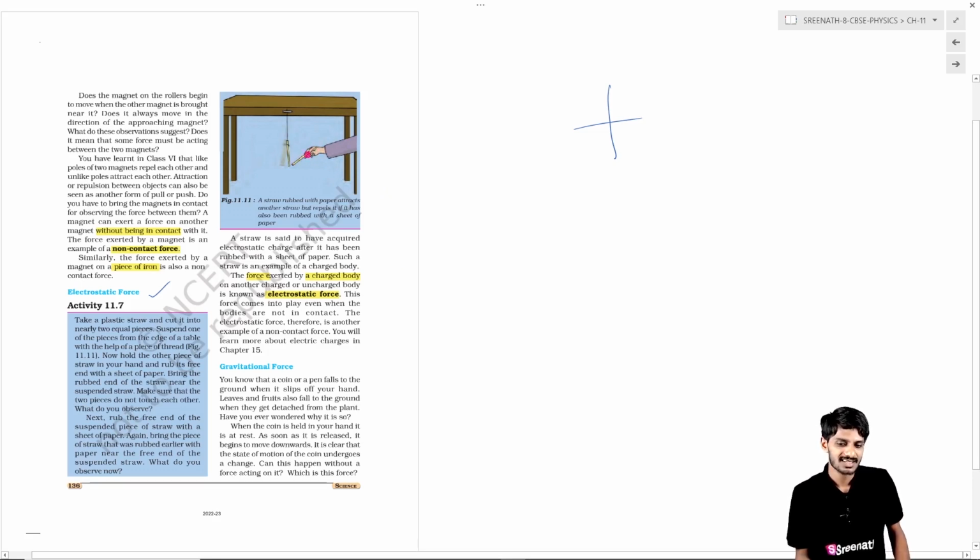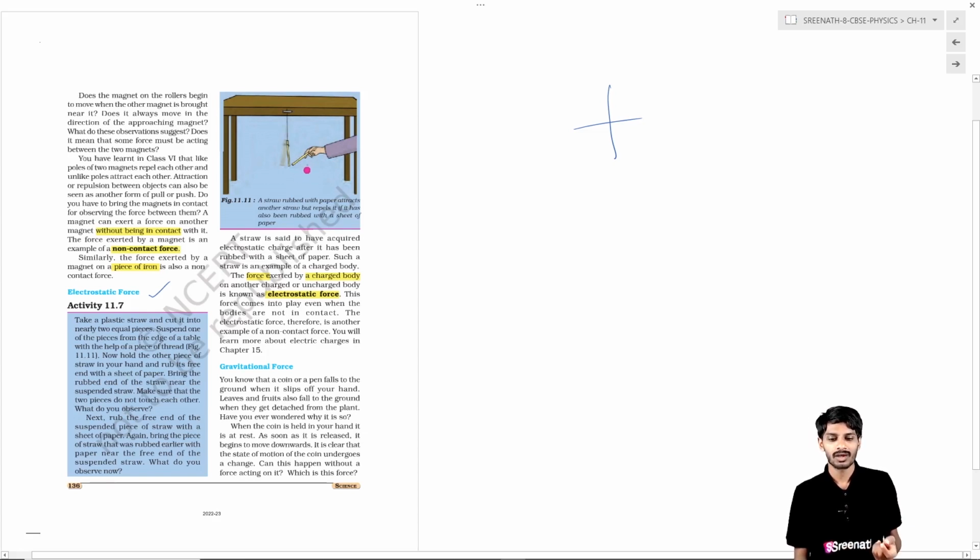If you take that straw near the other straw, what happens? The straw tries to attract it. Why is it attracting? We are seeing some pushing effect. Sorry, we are seeing some pulling effect. The straw which is hanging is coming towards the straw which is in hand, but we are not touching these two straws. Why is it happening? We are seeing some pulling effect. Where there is a pulling effect, there is a force. But what is the force? The force is electrostatic force.